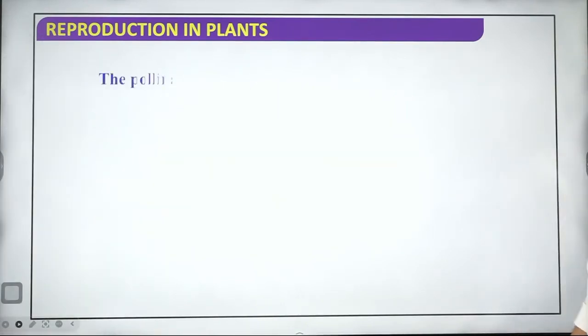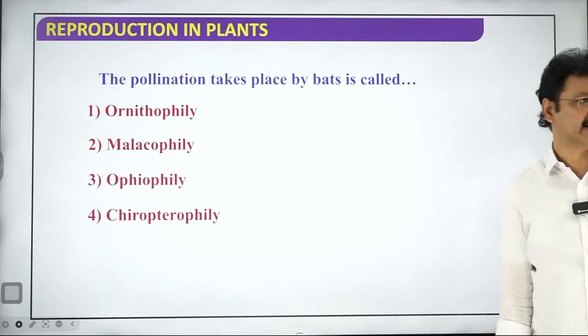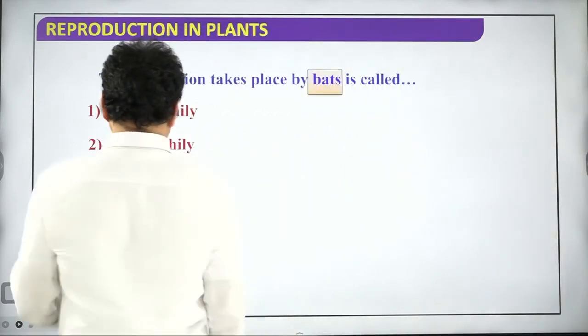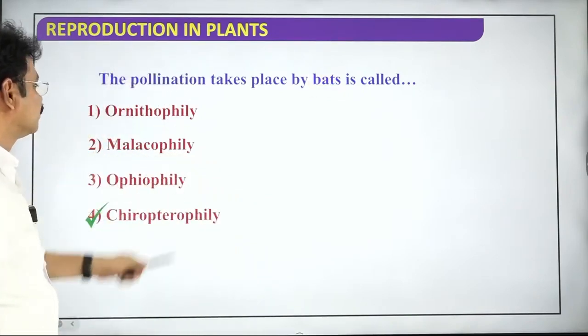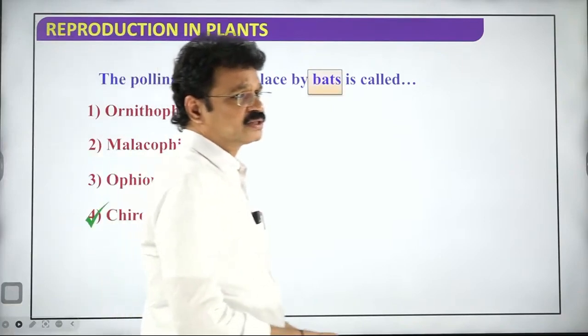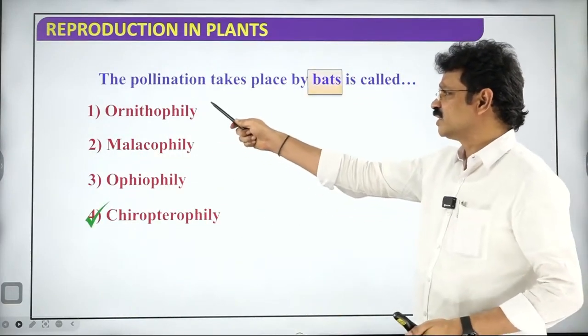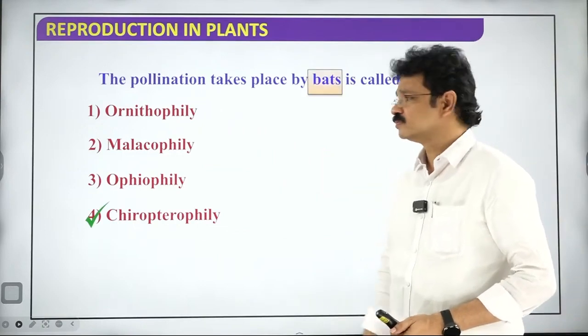Next question. Pollination takes place by bats: chiropterophily. What is the meaning of ornithophily? Study of birds, ornithology. Birds are the agent for pollination.